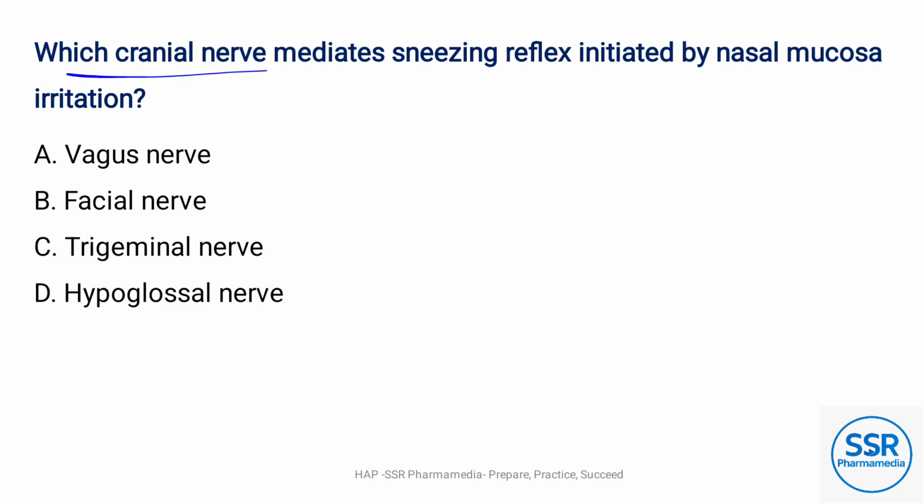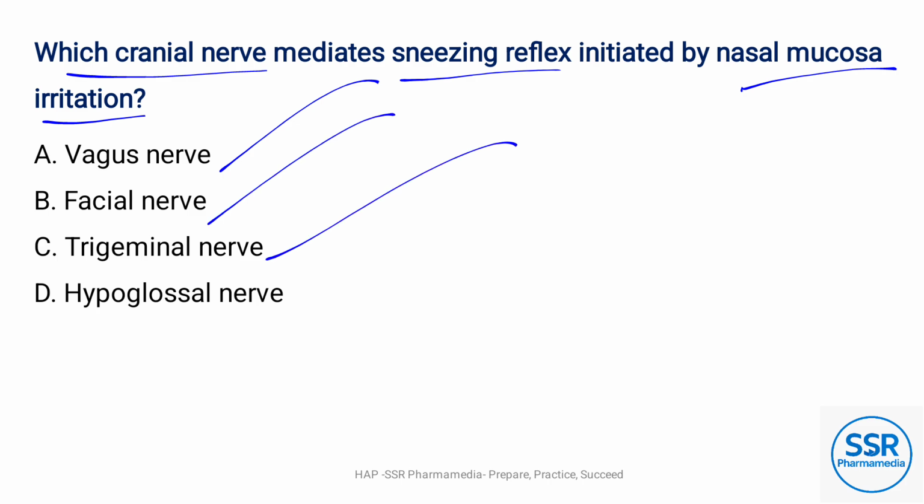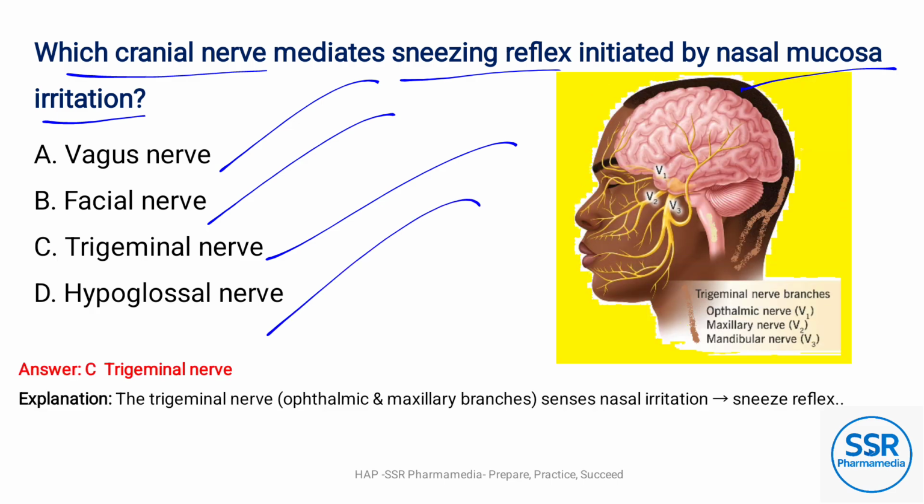Which cranial nerve mediates the sneezing reflex initiated by nasal mucosa irritation? Option A, vagus nerve. Option B, facial nerve. Option C, trigeminal nerve. Option D, hypoglossal nerve. The answer is option C, trigeminal nerve. The trigeminal nerve senses nasal irritation and leads to the sneeze reflex.